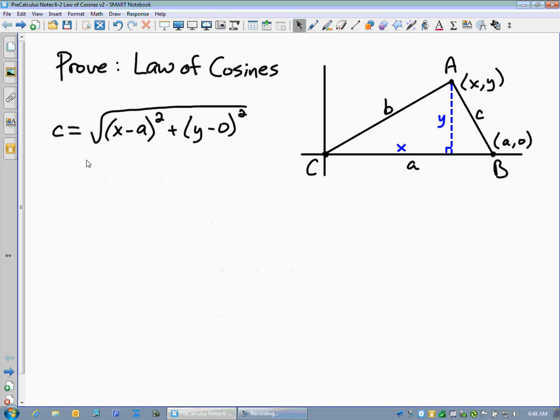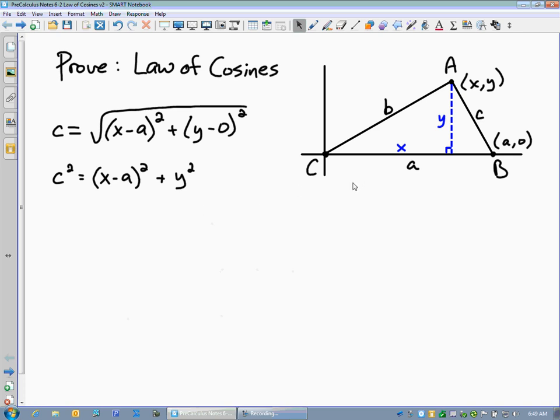Now a little bit of algebra. We're going to square both sides. That gives us c squared equals this expression. And then I'm going to expand this binomial squared. But before I do, I'm actually going to make a substitution here.